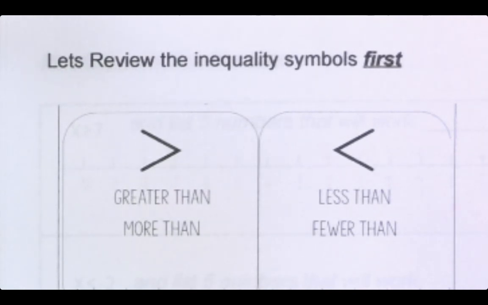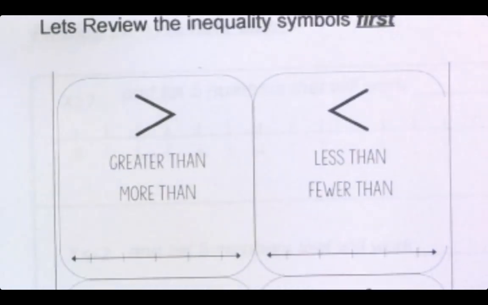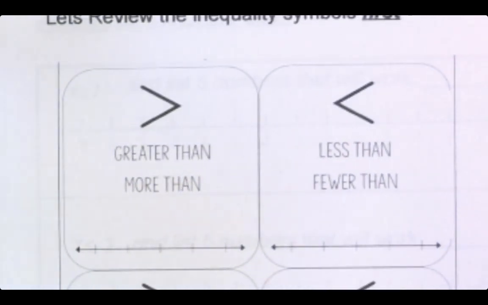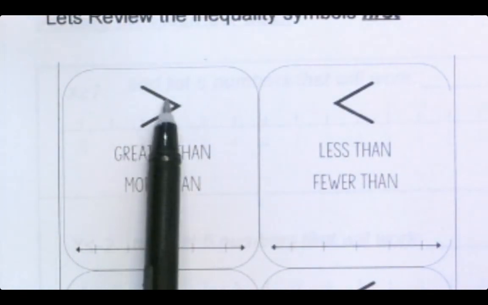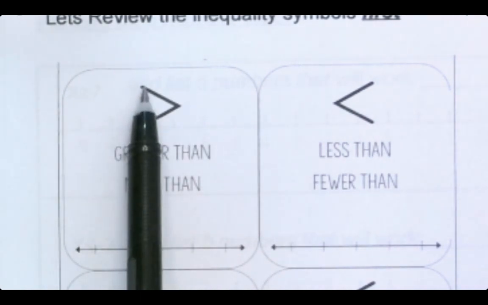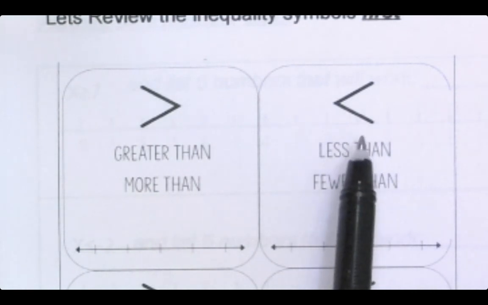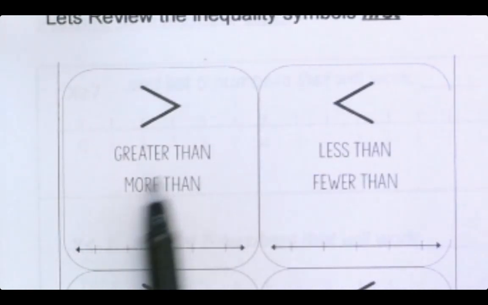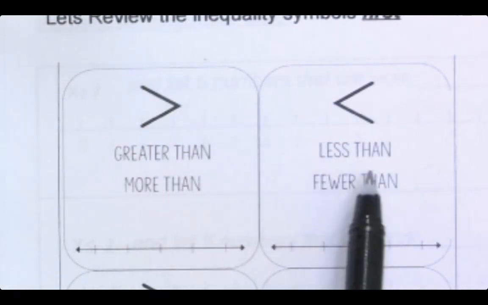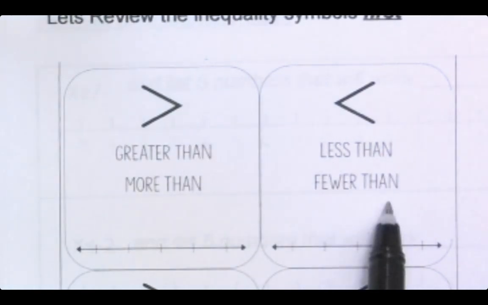Today we are going to look at inequalities. First I want to make sure that you remember what an inequality is. The first two we're going to look at are greater than and less than. Greater than is this symbol. Remember, the alligator mouth opens up to the bigger number. Same with less than. So we have greater than or more than, less than or fewer than.